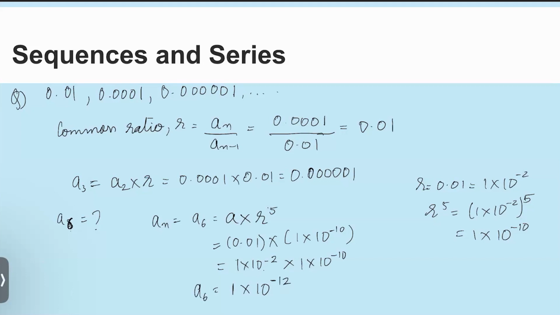Okay, so you can see that it is easier when we have this a into r raised to 5. No matter what the previous term is, all you require is your first term and your common ratio. So this is easy. Let's do some more examples.